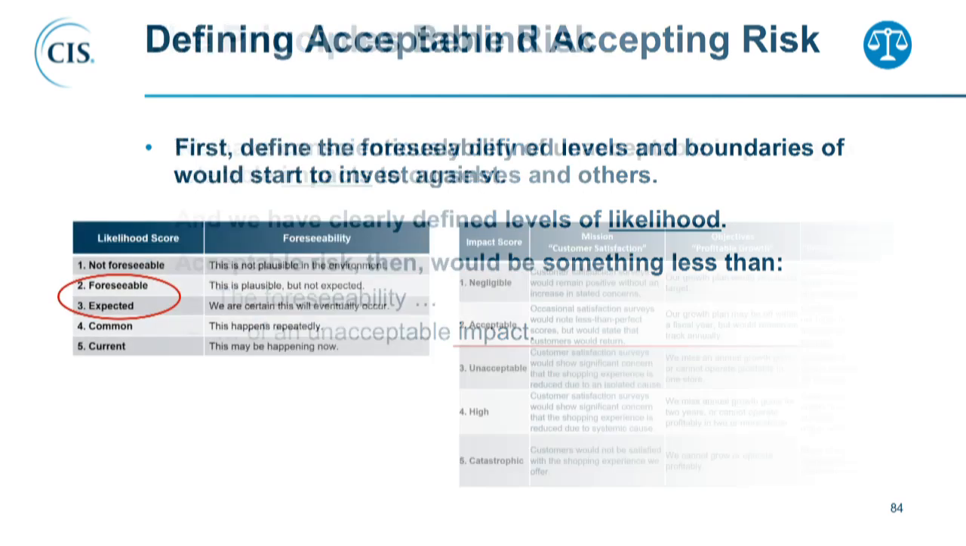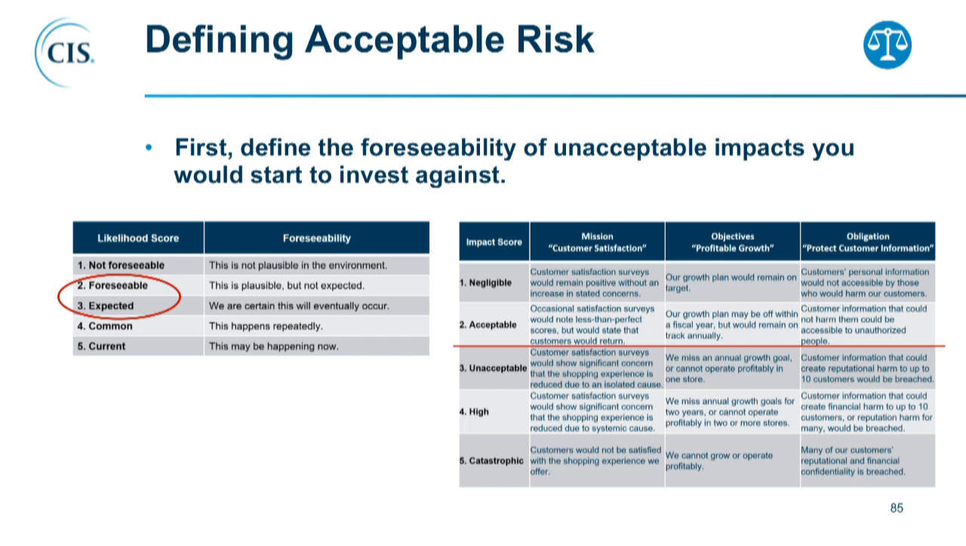So let's jump up. In the case of this premier retailer, they have an option here. We want to talk about why organizations make certain assumptions about their acceptable level of risk. If you've got a clear definition of what an acceptable and unacceptable impact is, you've got half the battle done. But now we've got likelihood. We have foreseeability, we have expected, we have not foreseeable. What is the right level of likelihood that we should apply to unacceptable impacts to draw the line?